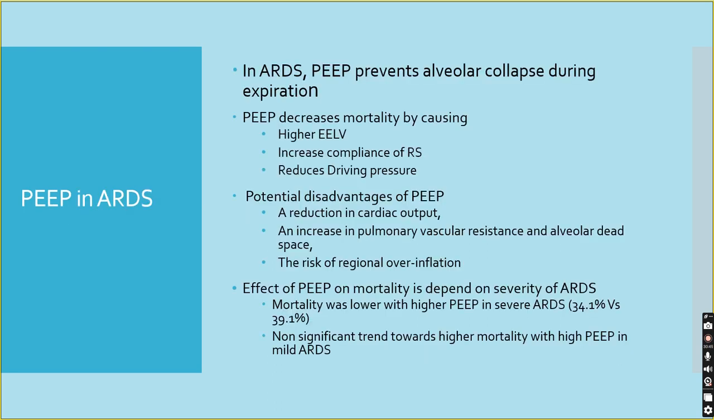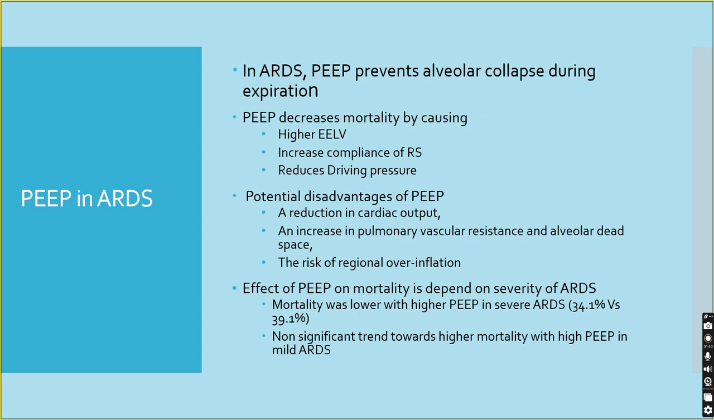So PEEP in ARDS prevents alveolar collapse during expiration. PEEP decreases mortality by causing higher end expiratory lung volume. Because lung volume is increased, there is an increase in the lung compliance, which is a problem in ARDS. It reduces driving pressure. So if lung compliance is improved, the driving pressure automatically comes down.